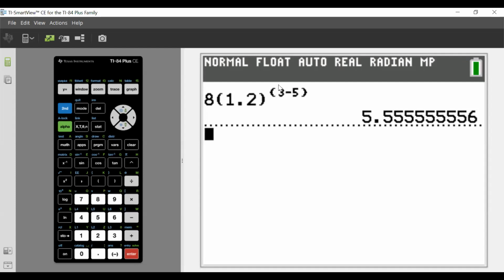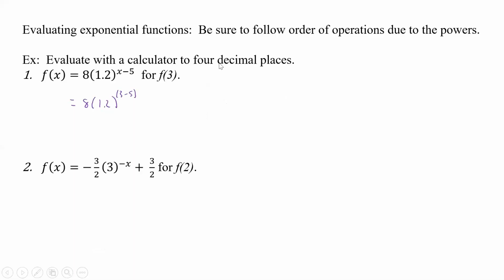Okay. So what did it ask for? It asked for 4 decimal places. What is that equal to? Well, that was equal to 5.555, and then we always kept going fives, and so that last one would be raised up to a 6.